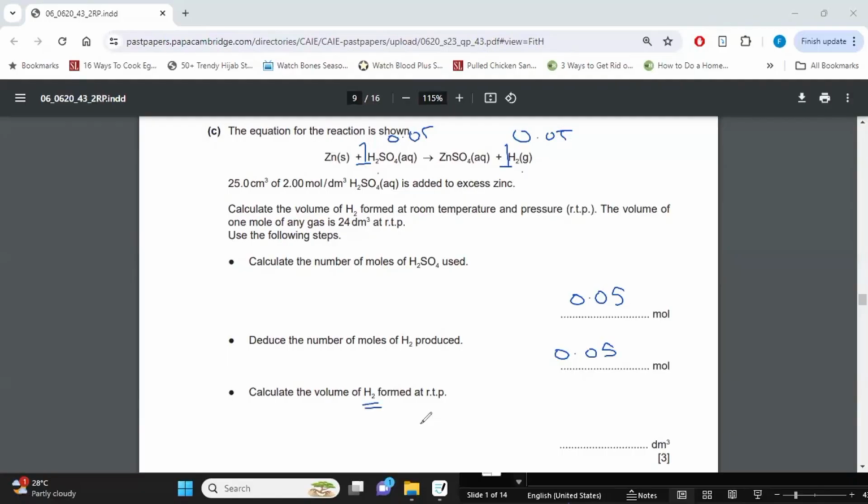Hydrogen is a gas. The formula we use for gas is moles is equal to volume of a gas divided by 24 dm3. The moles of a gas are 0.05, right? We just got them over here. We don't know what is the volume of hydrogen gas. That's the question given to me. So volume divided by 24 is equal to 0.05. Cross multiply, right? So volume is equal to 24 multiplied by 0.05. So volume is equal to 1.2 dm cube, right? Making sense now?